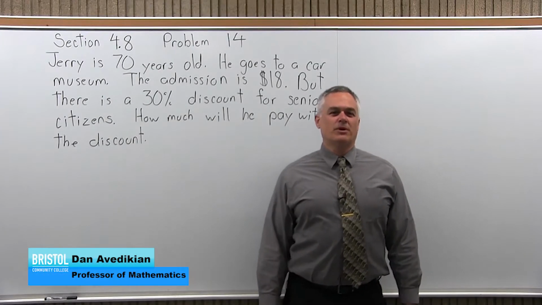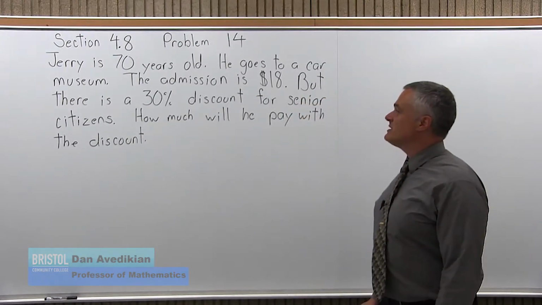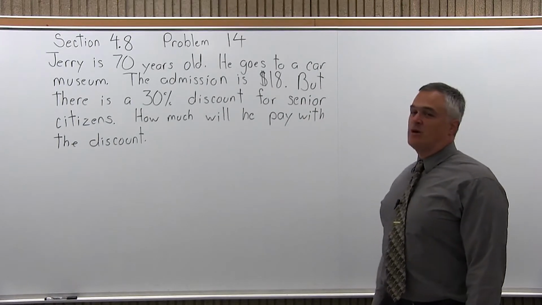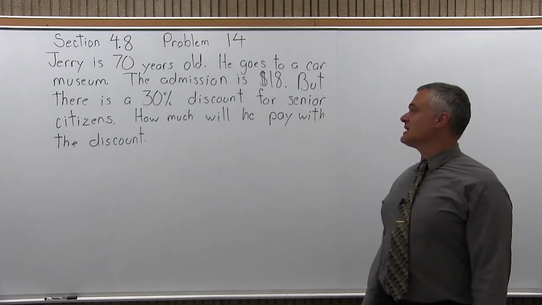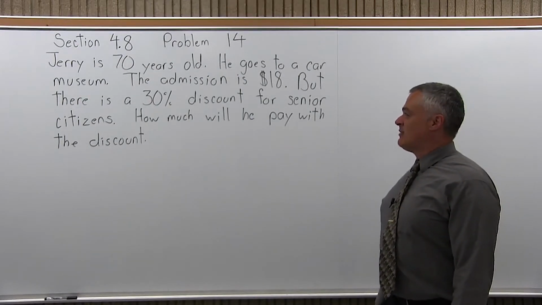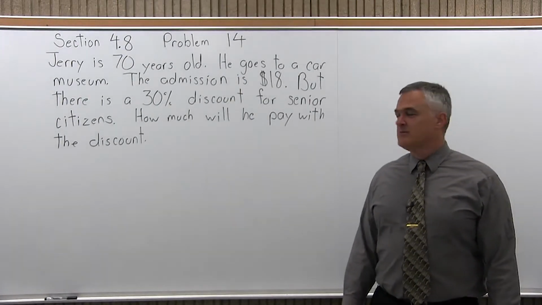This is Section 4.8, Problem 14. It says Jerry is 70 years old. He goes to a car museum. The admission is $18, but there is a 30% discount for senior citizens. How much will he pay with the discount?